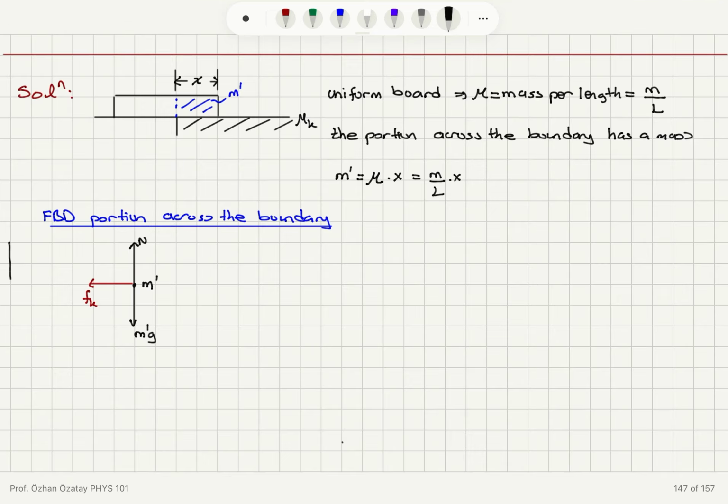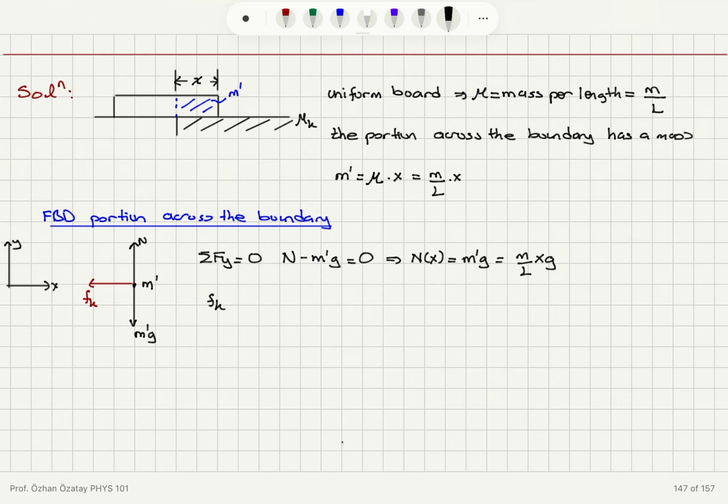And let's call this y-axis, this x-axis. The net force on the y-axis must be equal to 0 because the normal force must be balancing the weight. There is no motion on the y-axis. So I find that the normal force is changing as a function of x as m prime g, because m prime is a function of x. It is m over L x g.